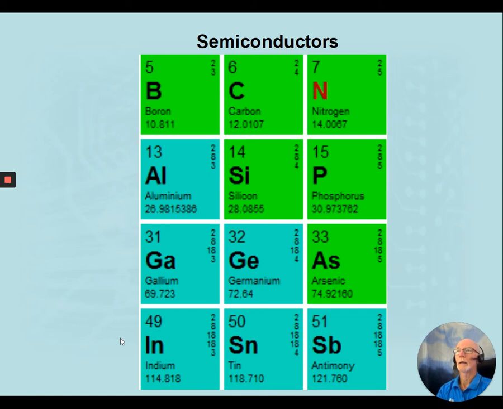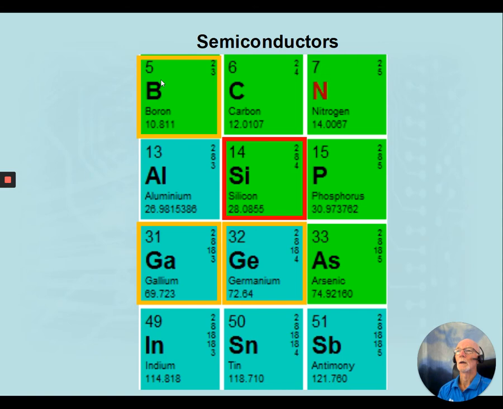If we take a slightly closer look here, you'll probably be aware that silicon in particular is the element that we use almost exclusively these days as a semiconductor. We also do use germanium, but not very often these days. Associated with that, we use a couple of other elements, boron and gallium on this side, and arsenic and antimony on this side.